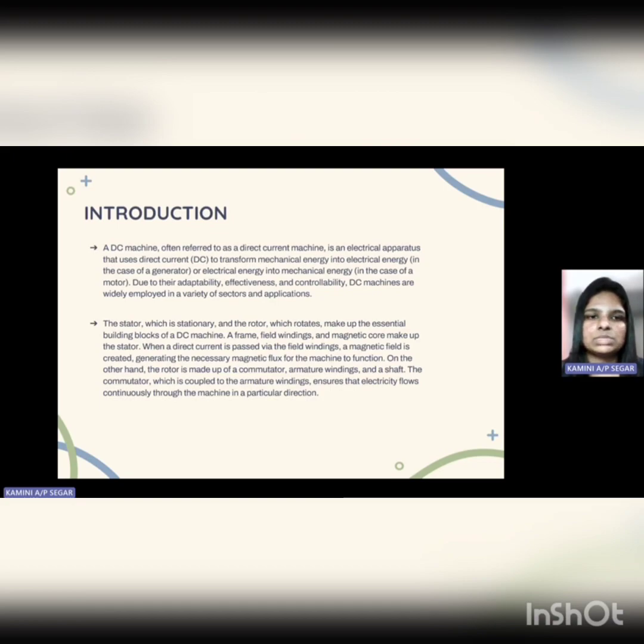The stator, which is stationary, and the rotor, which rotates, make up the essential building blocks of a DC machine. A frame, field windings, and magnetic core make up the stator. When a direct current is passed via the field windings, a magnetic field is created, generating the necessary magnetic flux for the machine to function.